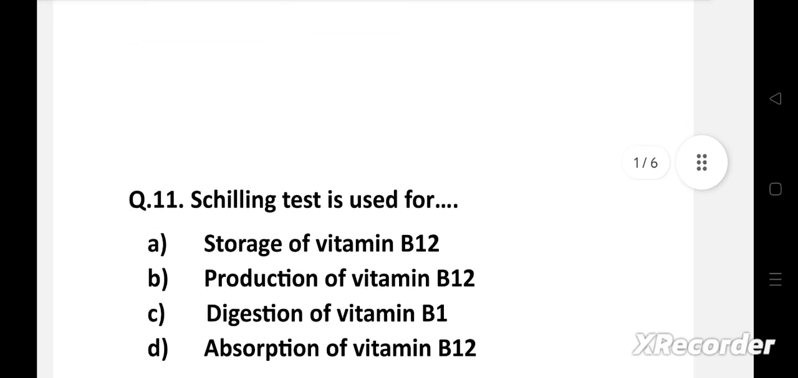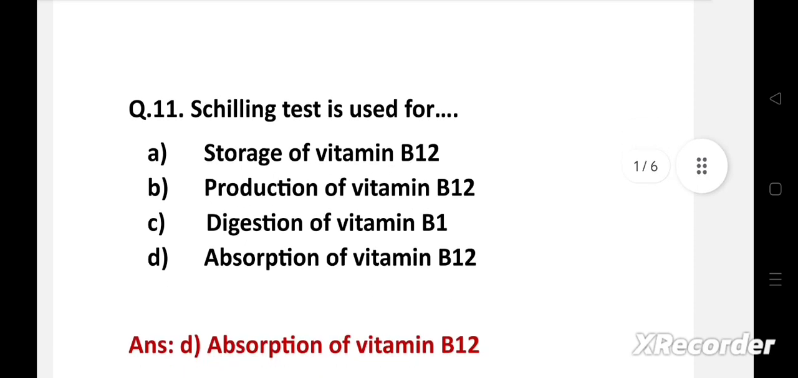Question number 11. Schilling test is used for: option A, storage of vitamin B12; B, production of vitamin B12; C, digestion of vitamin B12; D, absorption of vitamin B12. Right answer is option D.